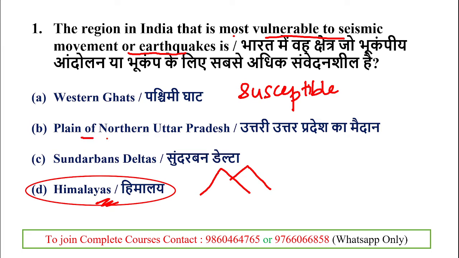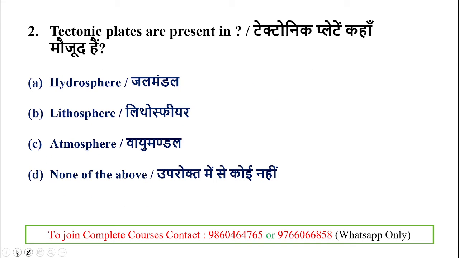Clear? The Sundarbans Delta is like a plain place, that's delta here. And also the Western Ghats is vulnerable but not as much as the Himalayas. Clear? So you can log the option Himalayas whenever you see the question on the screen and answer as the Himalaya. Clear? And then the next question is related to where the tectonic plates are present.